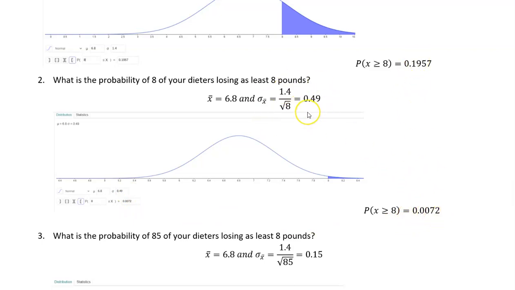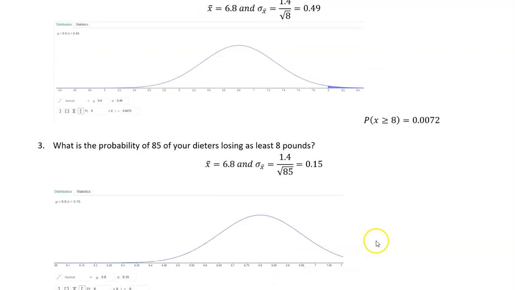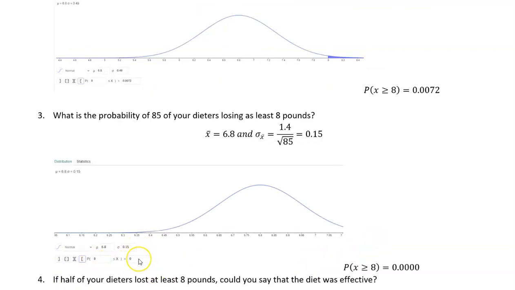So one person could be losing 8 pounds, but 8 people doing that is really the low probability. And I went ahead and did this for 85 people as well. You can see I have 85 as my n down here, and I got a standard deviation of the mean of 0.15. When I entered that, I got 0. So I didn't need to go any further. If I had entered 100, I would still get 0, the more and more you go. So it would really be unusual for 85 people to lose more than 8 pounds. That would be a very unusual event, happening less than 1% of the time, 0.7% of the time.